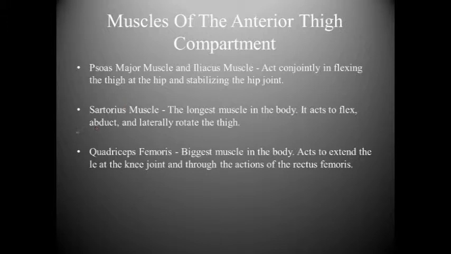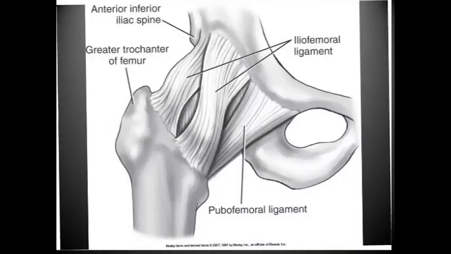Another thing to keep in mind and put a star by, the sartorius muscle being the longest muscle in the body. The quadriceps femoris muscle is the biggest muscle in the body. It acts to extend the leg at the knee joint and through the actions of the rectus femoris.